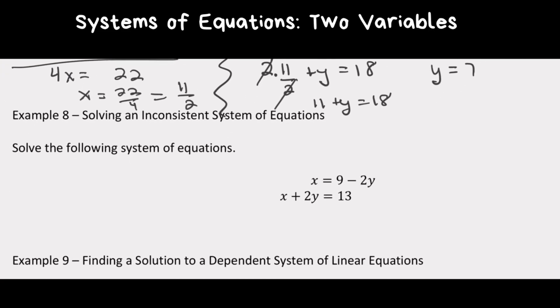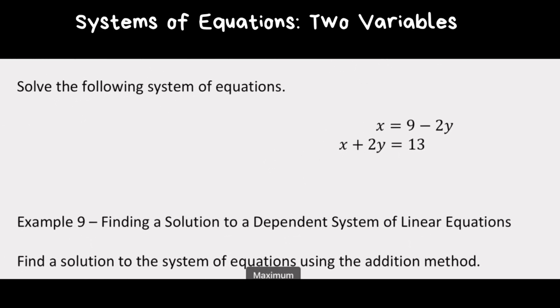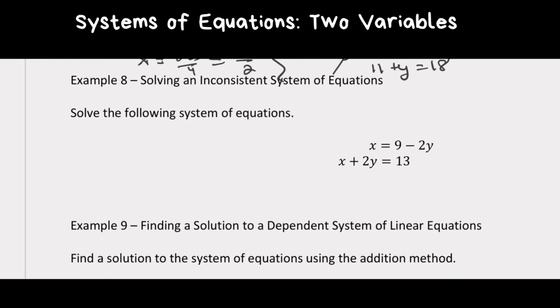Next, solve the system. They're not telling us what method to use. We can use any method we want. Okay? It's not lined up nicely for the addition method. We would have to rearrange for that. Okay? If you rearrange for that, I would change this one around so it's an x plus a 2y equals 9. And then I would focus my attention on these two. Okay?